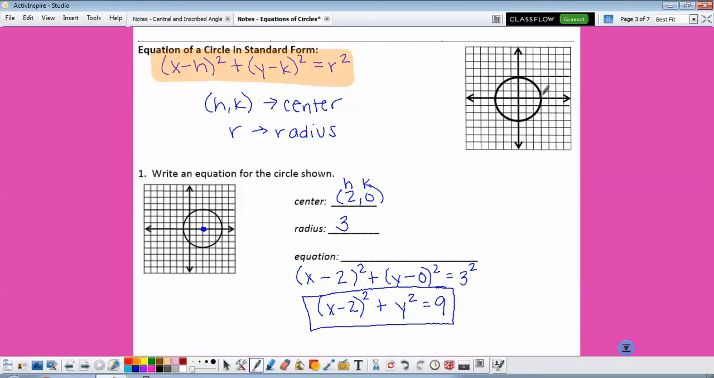If we wanted to do it for this circle up here, our center's at (0, 0). And again, it has a radius of 3. So it would be x squared plus y squared equals 9.